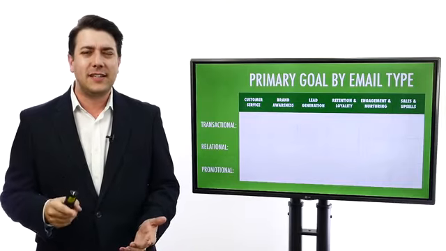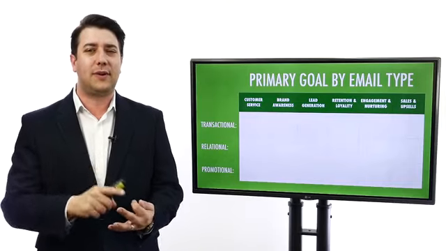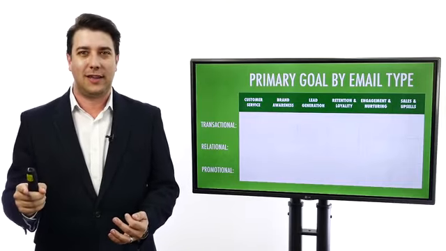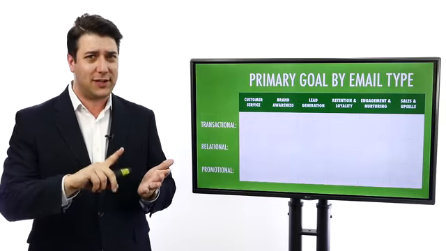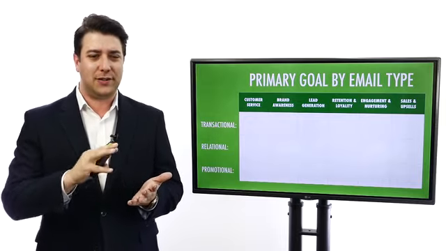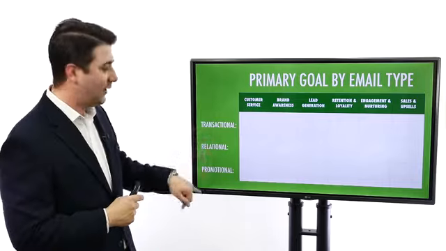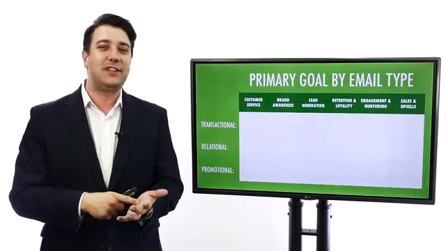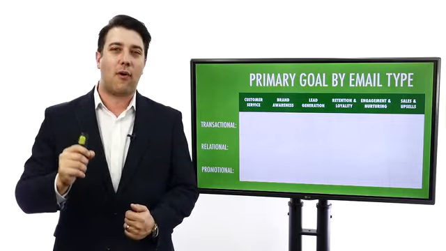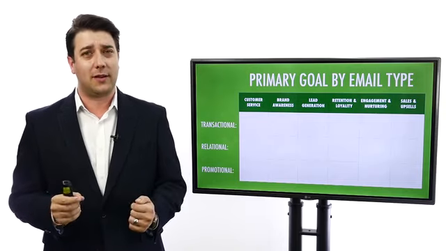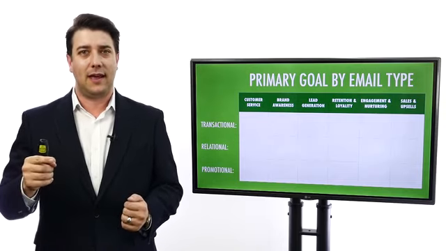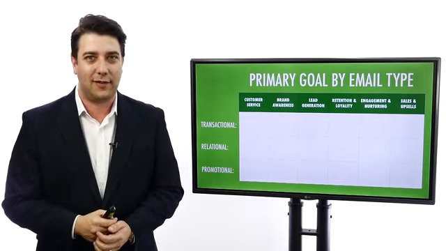Welcome back. In this video, we're going to break down the 3 different categories of email that we just talked about. Now remember, that's promotional, relational, and transactional, or transactional, relational, promotional, depending which way you like to read. We're going to break down each of those emails and identify the primary goal, but we're also going to talk about some of the secondary benefits that each email type can have in your business.